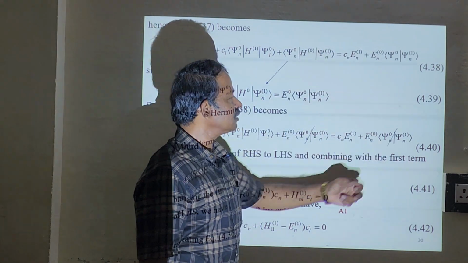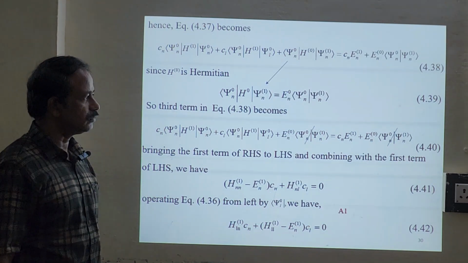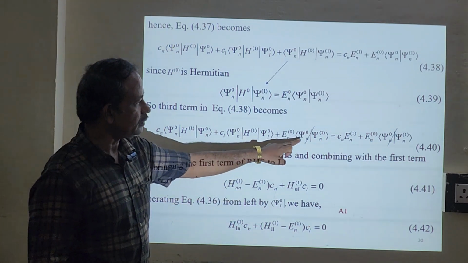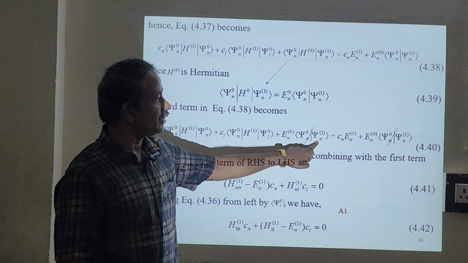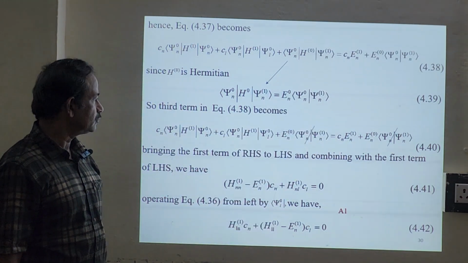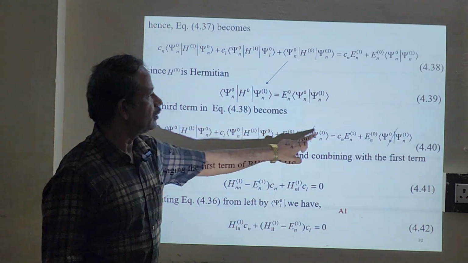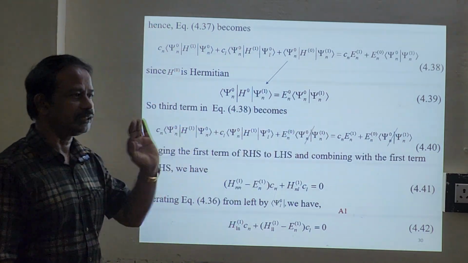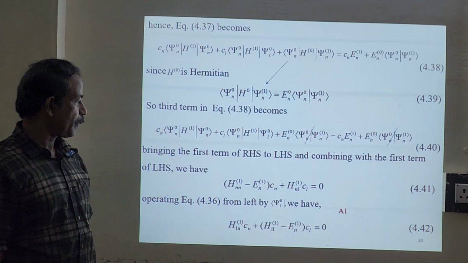And this term and the last term will get cancelled. Look over the terms: en0, bra psi n0, ket psi n1. They are also the same term. So both will get cancelled. So you have 1, 2, 3. Only 3 terms are left out. Is it okay?